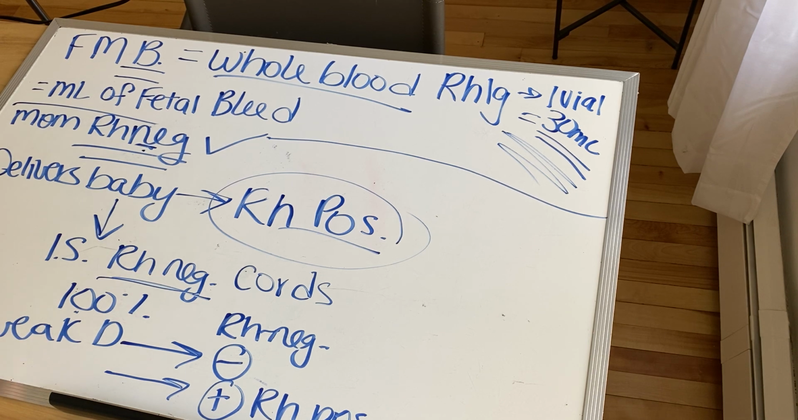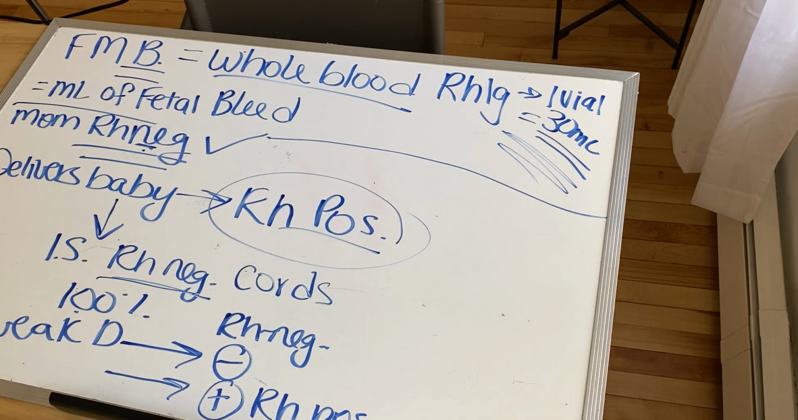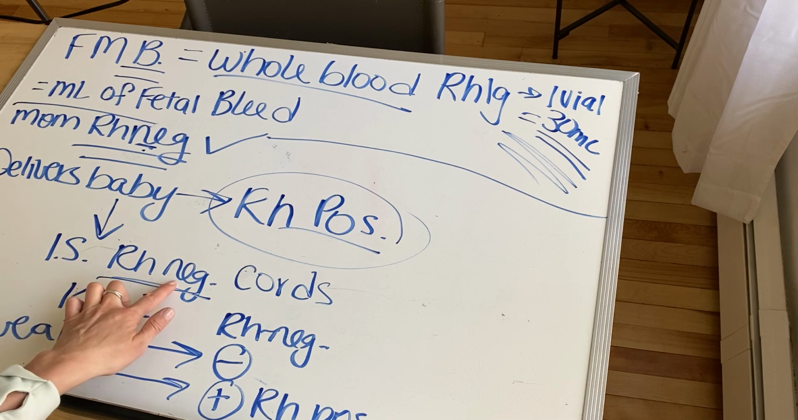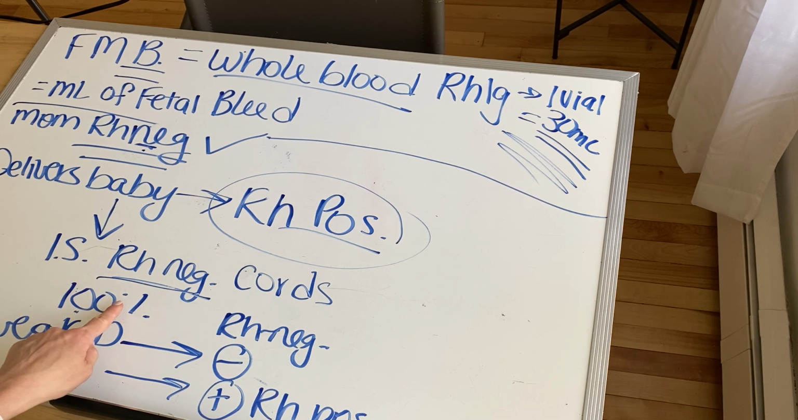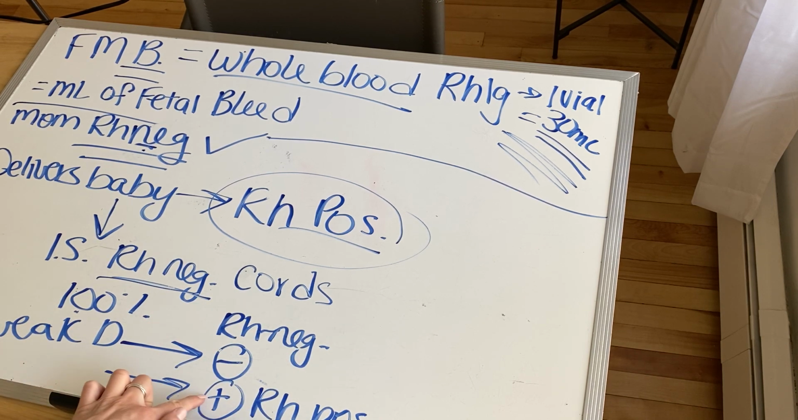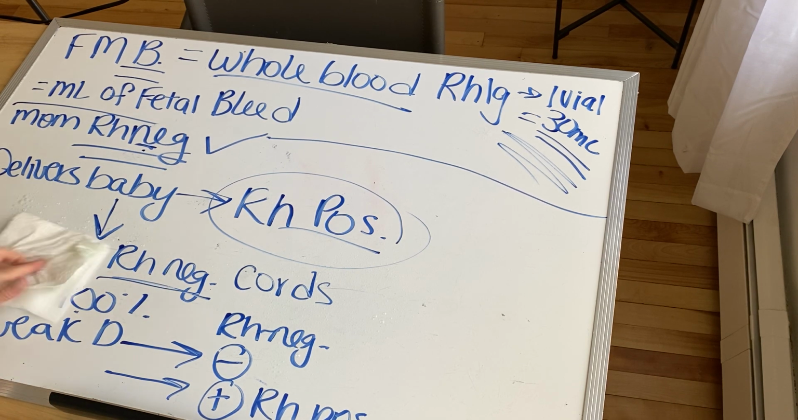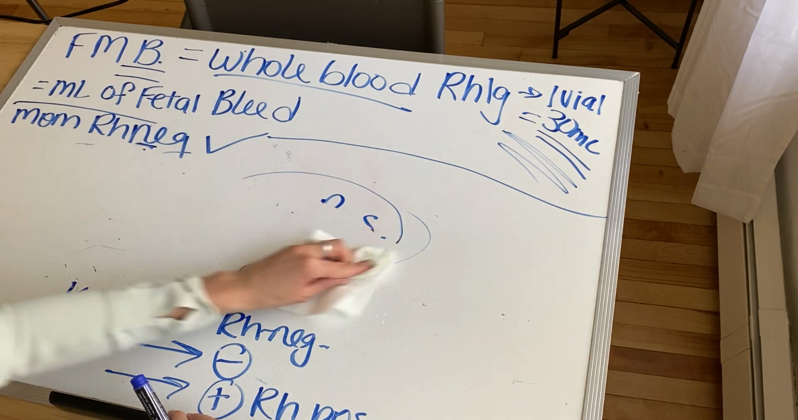So baby gets born to an Rh negative woman. If the baby's Rh positive, easy, we're going to do a Kleihauer. If the baby's Rh negative at immediate spin, we are 100% going to do a weak D test. If the weak D is still negative, then they're deemed Rh negative. If the weak D comes up positive, we're going to call them Rh positive and then go back and do the Kleihauer. Otherwise, we'll go right into it.